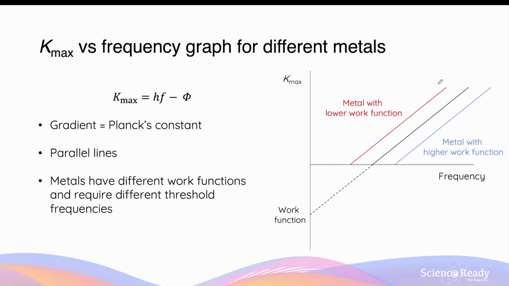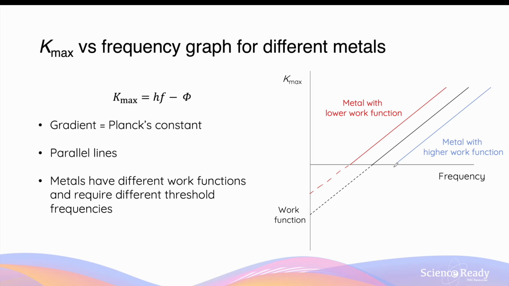Using this idea, if we repeat the experiment using various different metals, we will expect to see multiple lines of best fit on a Kmax versus frequency graph having the same gradient. If we're using a metal with a lower work function, the y-intercept of the straight line will be smaller. By extrapolating this red line to the y-intercept, you can see I have a smaller y-intercept. The magnitude is smaller, it is less negative.